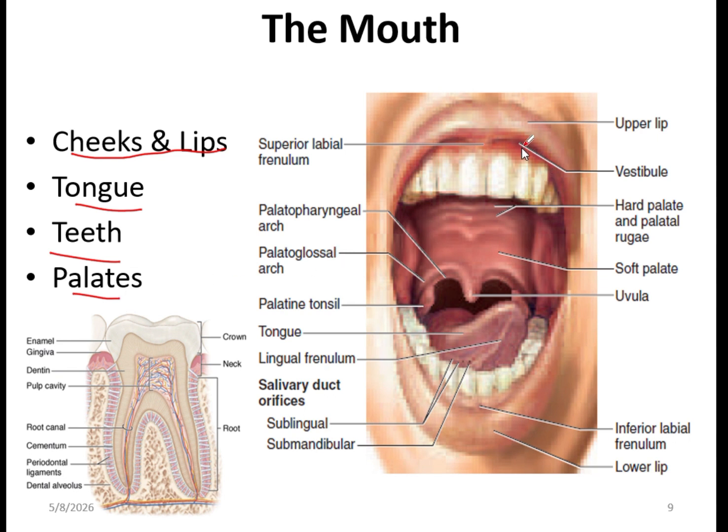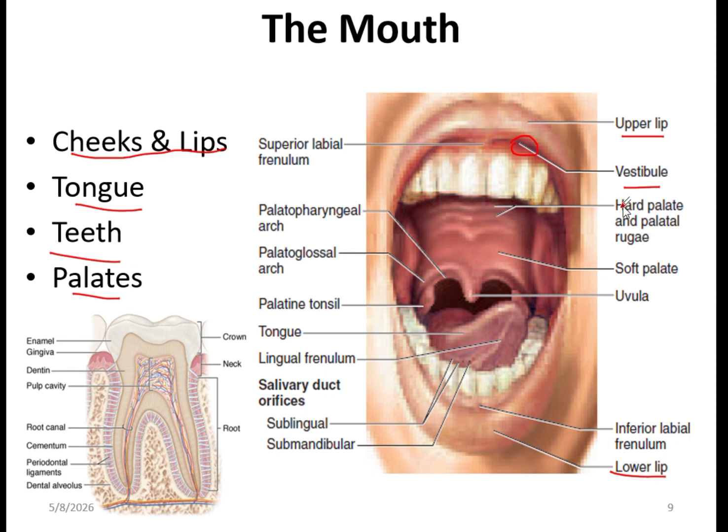Here you can see this is the upper lip and this one is the lower lip. And this is the vestibule. Do you know what the vestibule is? The vestibule is the space between the teeth and the cheek, and that space is known as the vestibule.